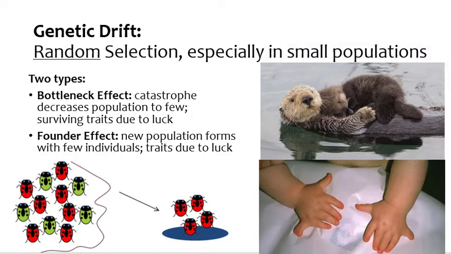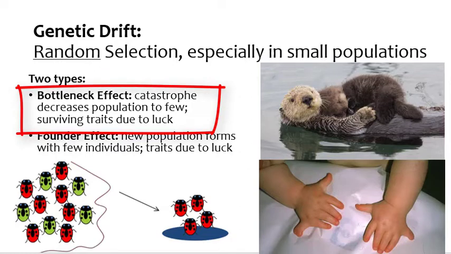There are 2 ways to get a very small population in a location. You could kill off most of the population in its range, or you could move a small number to a new range. The bottleneck effect is a catastrophe that kills off almost all members of a population or species. The survivors didn't survive because they had better traits for that situation. They just happened to be in the right place at the right time.